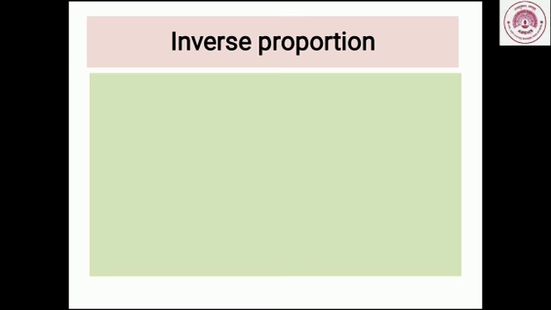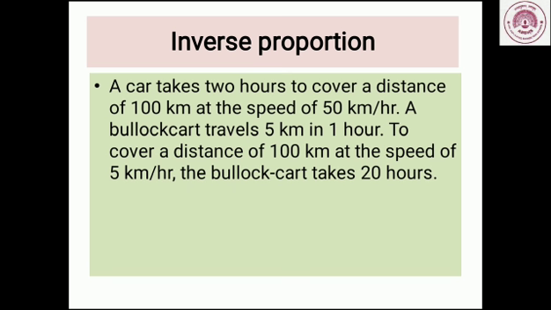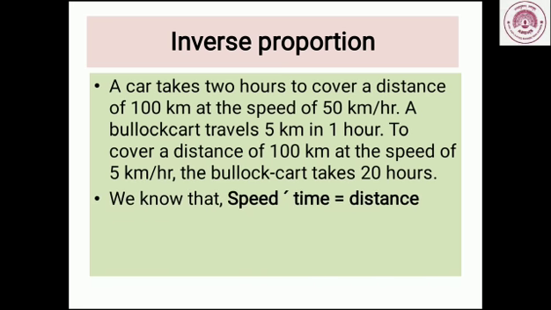Now let's see inverse proportion with an example. Suppose a car takes 2 hours to cover a distance of 100 km at the speed of 50 km per hour. A bullock cart travels 5 km in 1 hour. To cover a distance of 100 km at the speed of 5 km per hour, the bullock cart takes 20 hours. So we know that speed multiplied by time is equal to distance.